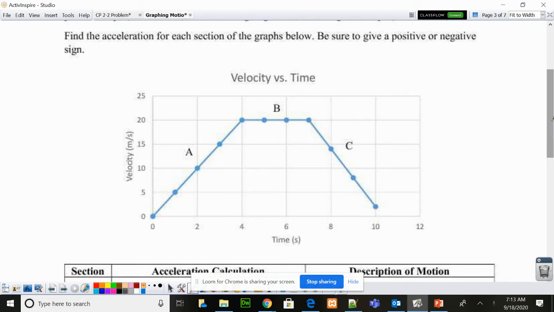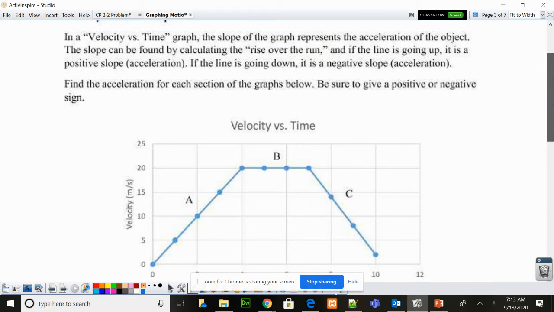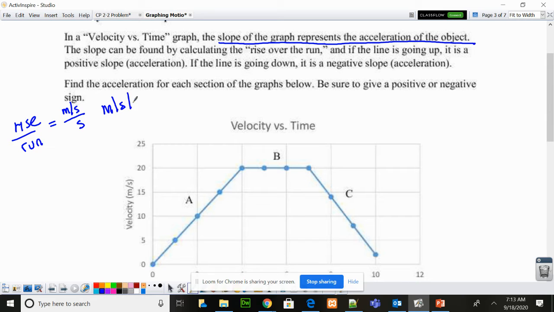Okay, so let's read this paragraph up above. In a velocity versus time graph, the slope of the graph represents the acceleration of the object. And that should make a little bit of sense to us because, again, it's going to be rise over run. The rise is the y-axis, which is velocity, measured in meters per second. The run is in time, measured in seconds. So I'm getting meters per second over seconds, or meters per second squared, which we know is a unit for acceleration.